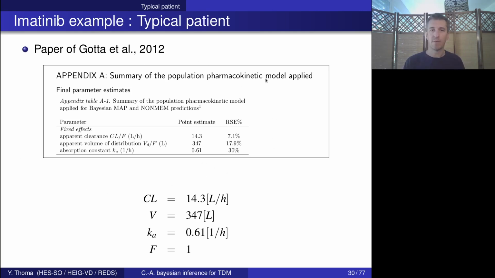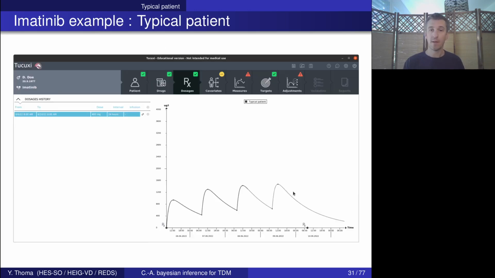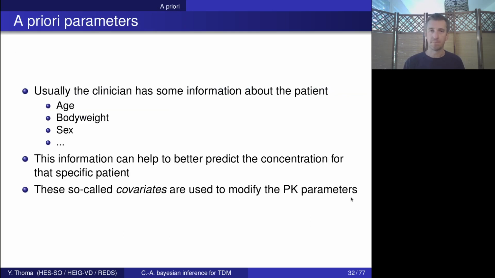And here we have what exactly was within this paper. So we see the estimates for clearance, volume, absorption constant. Based on that, we can generate a typical patient prediction. So here I just added a patient in Tucuxi, and I gave him 400 milligrams every 24 hours for 4 intakes. And so that's the best I can do, knowing nothing about the patient.